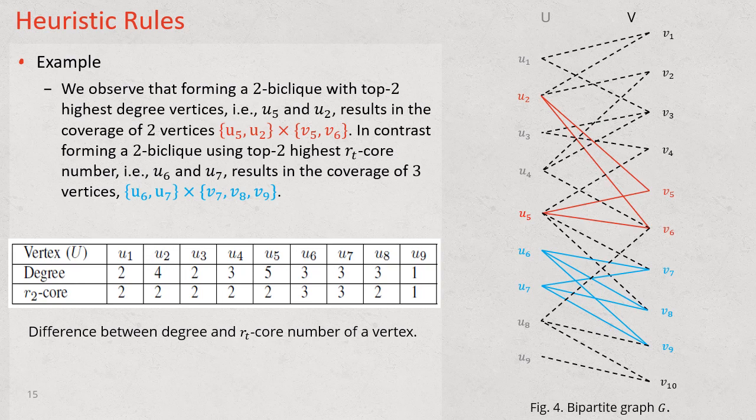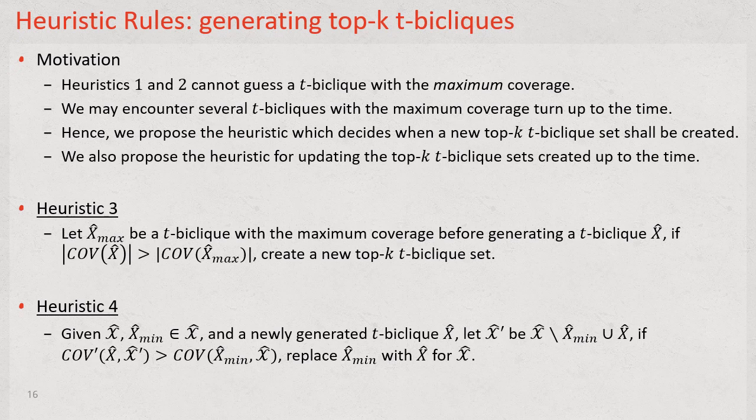Since heuristics 1 and 2 cannot guess a t-Biclique with maximum coverage, and it is highly likely that we may encounter several t-Bicliques with the maximum coverage turn up to the time, to address this, in heuristic 3, we create a new top k t-Biclique set whenever we find a t-Biclique with the maximum coverage with respect to the t-Bicliques generated till now, and thus maintain several sets of top k t-Bicliques. Further, we also introduce heuristic 4 inspired from the fast greedy approach to update all the sets of top k t-Bicliques by replacing their respective minimal t-Biclique wherever applicable.